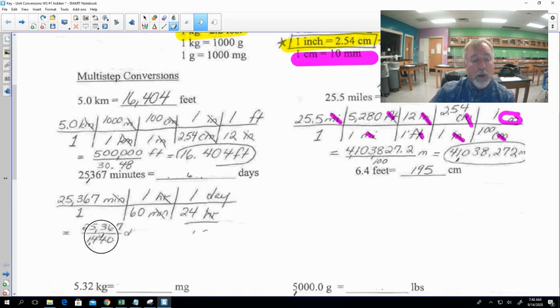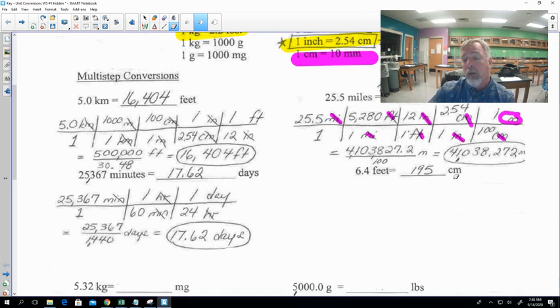Let's multiply our tops and bottoms together. 25,000 1,367, that's the only number up here, times 1, easy. The bottom, 60 times 24 gives us 1,440. The only units we had left were the days. Now let's do that final step, our division, and what we can come up with is 17.62 days.